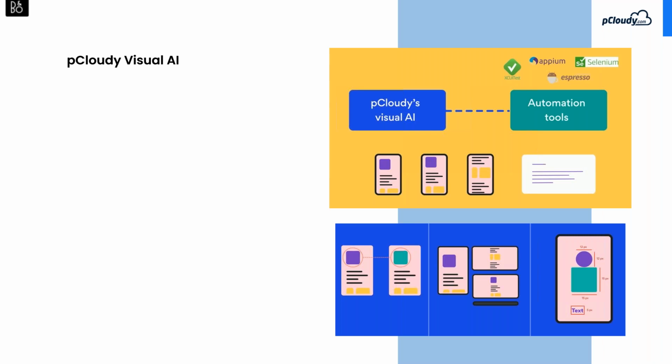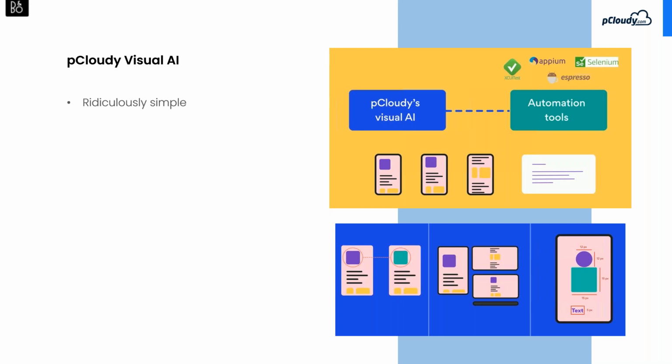So as I said, pCloud has come up with its visual UI feature, which helps you test all your visual elements on the fly by using the AI concept, and also it can integrate with your existing automation solutions, be it APM, Selenium, XUI test, or Expresso. And so it is very simple.